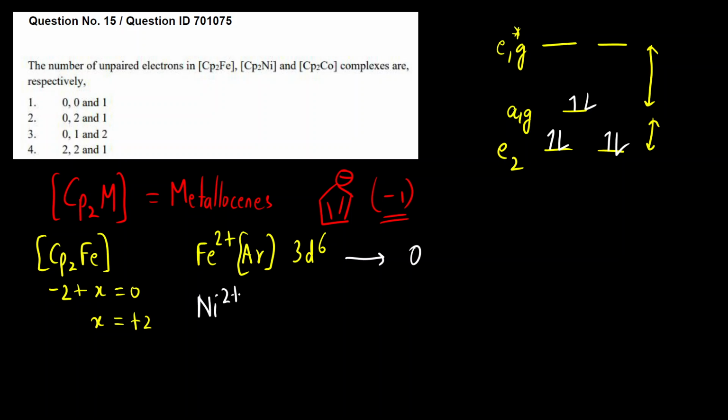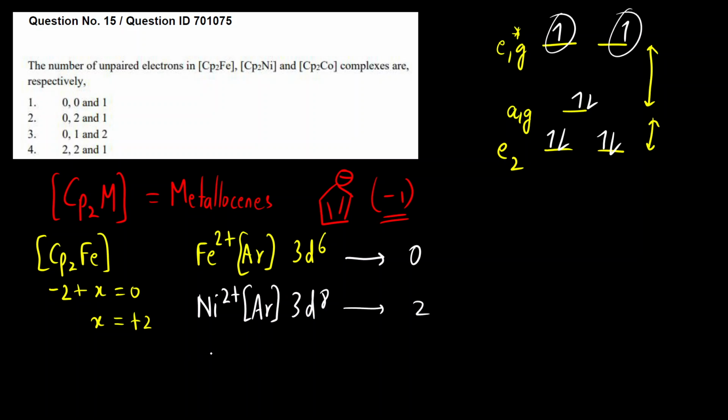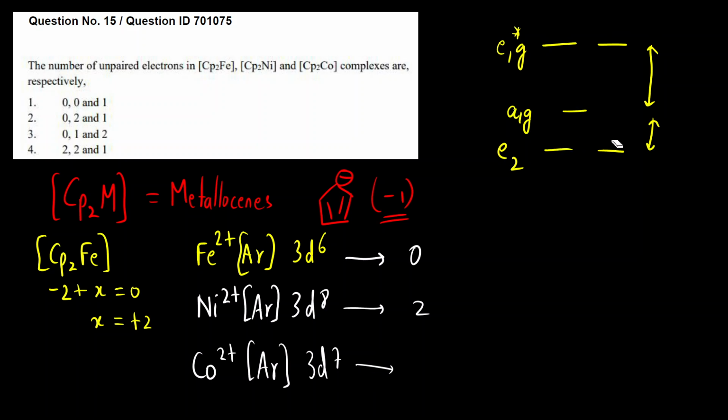Next will be Ni. Ni will be Ni2 plus. So this will be Ar 3d8. Now we have to fill 8 electrons. Let us fill again: 1, 2, 3, 4, 5, 6, 7, and 8. So you can see there are how many unpaired electrons? 2. And the last one is cobalt 2 plus, Ar 3d7. Now we have to fill 7 electrons. Let us fill again: 1, 2, 3, 4, 5, 6 and 7. So there is one unpaired electron.